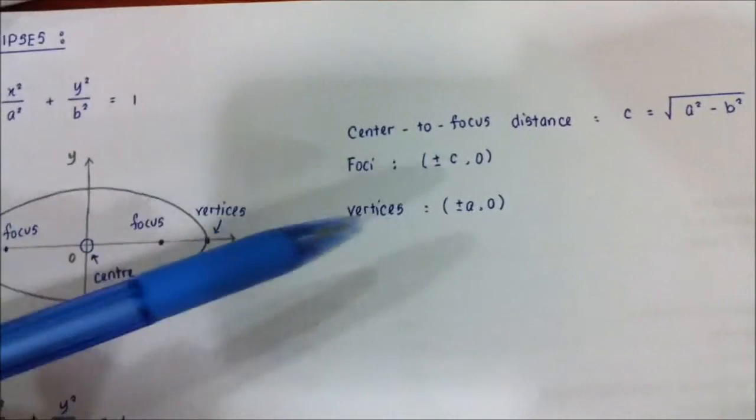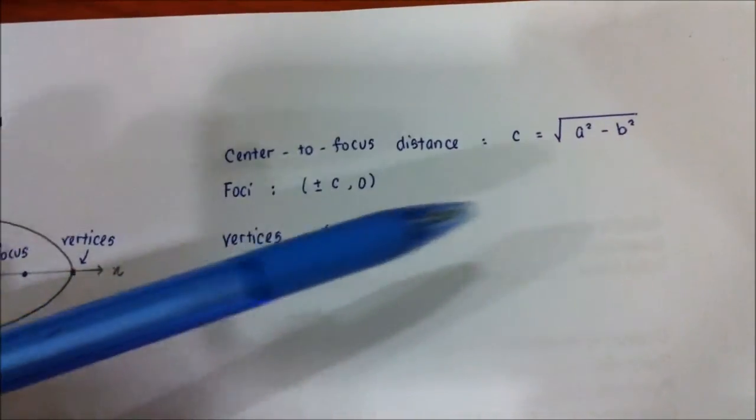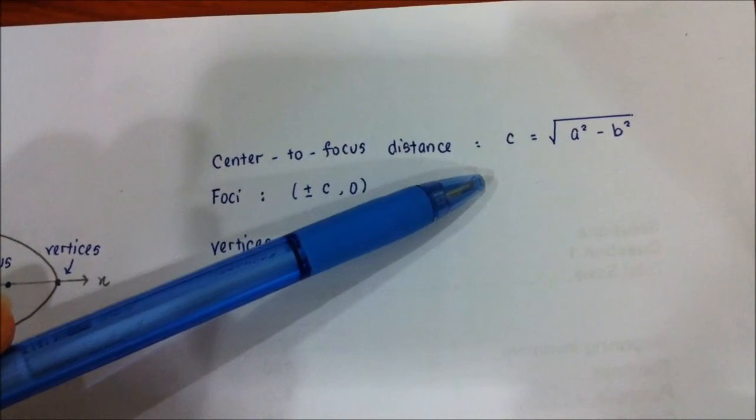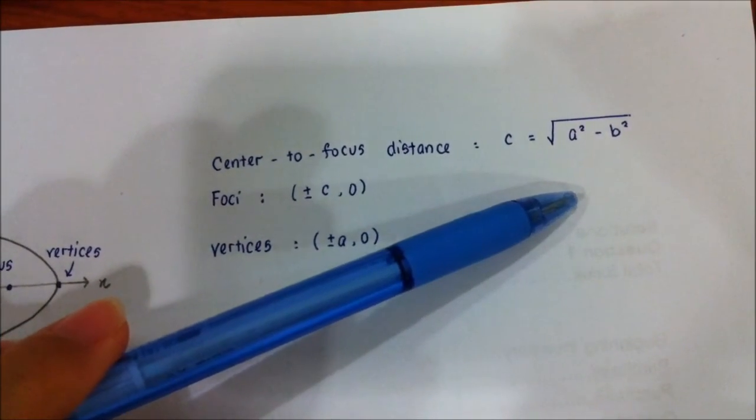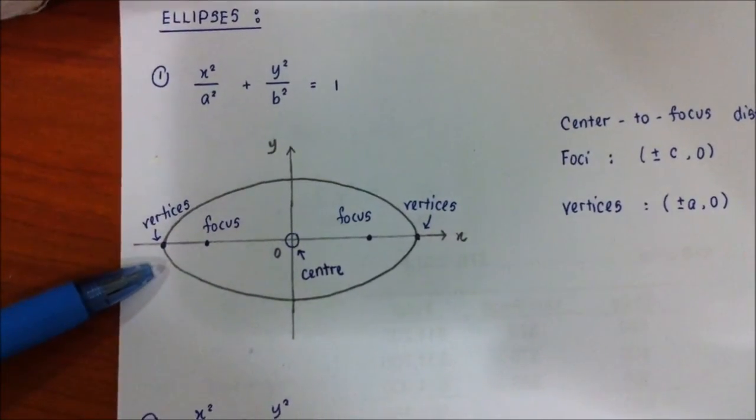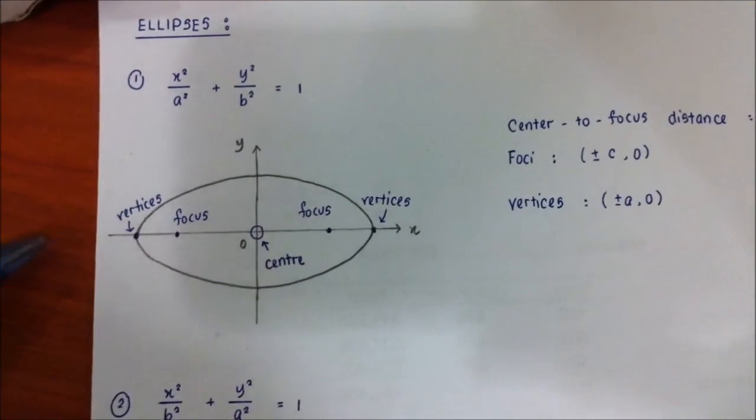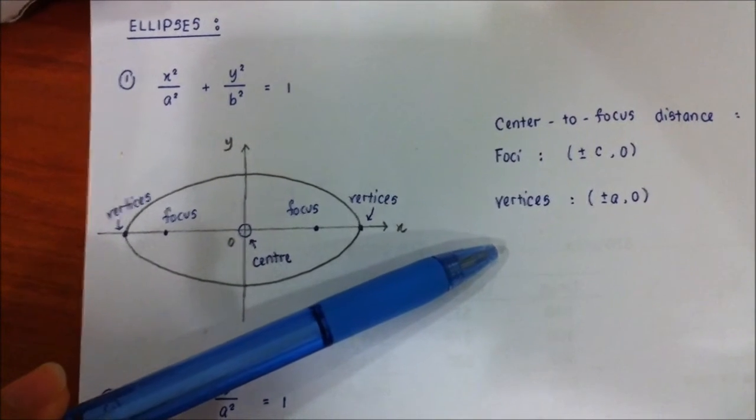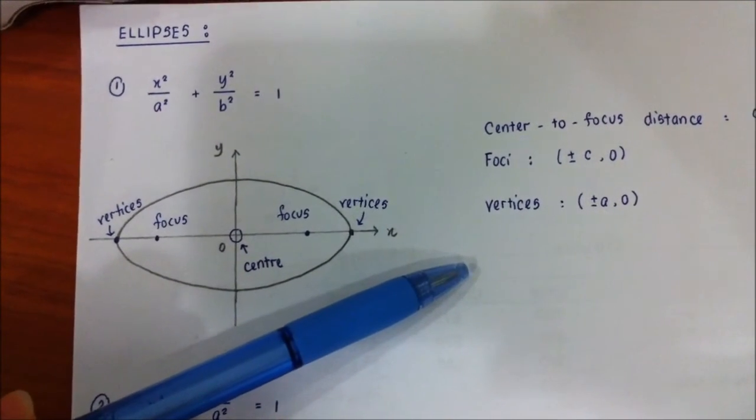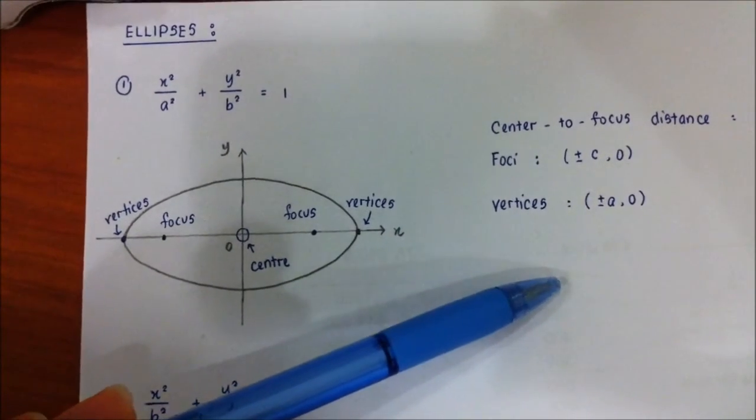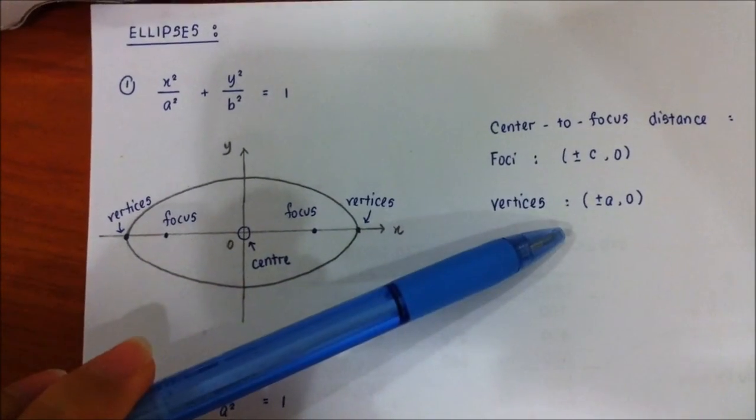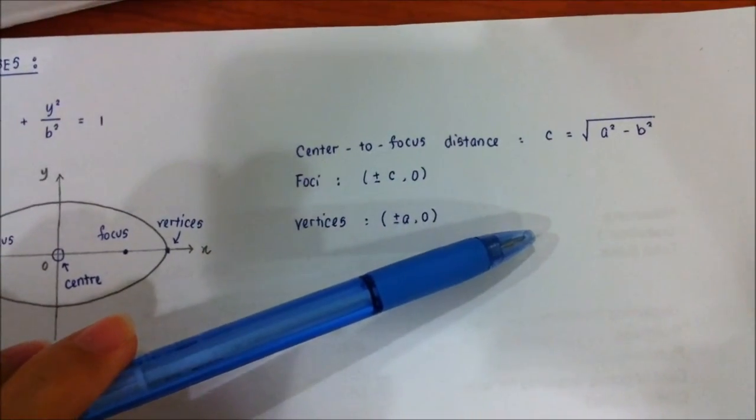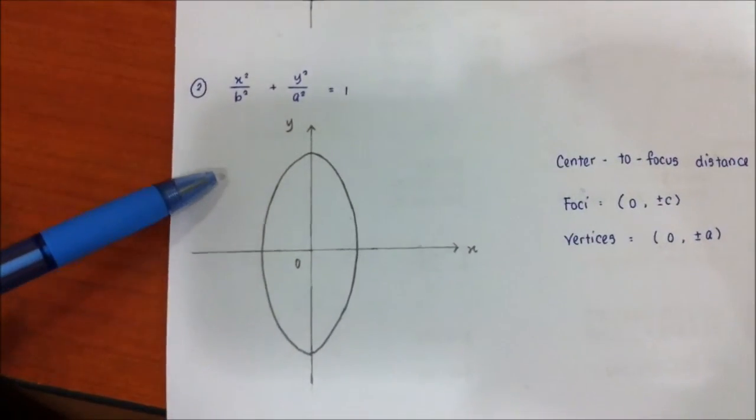So how do we calculate the center-to-focus distance? We should know the formula, which is c equals the square root of a squared minus b squared. And since x is the semi-major axis, the foci will lie on the x-axis, so we will write it this way: foci equals plus or minus c, 0, and the vertices will be plus or minus a, 0. The c and a, we can get from the center-to-focus distance formula.